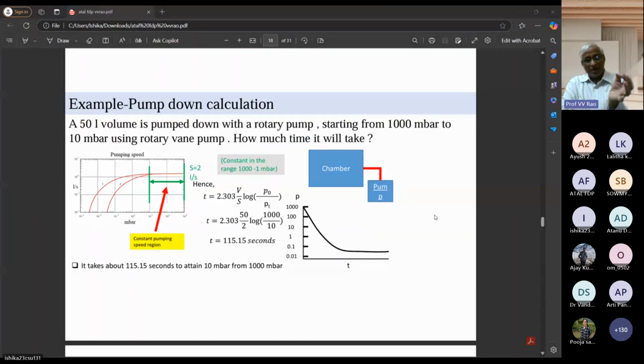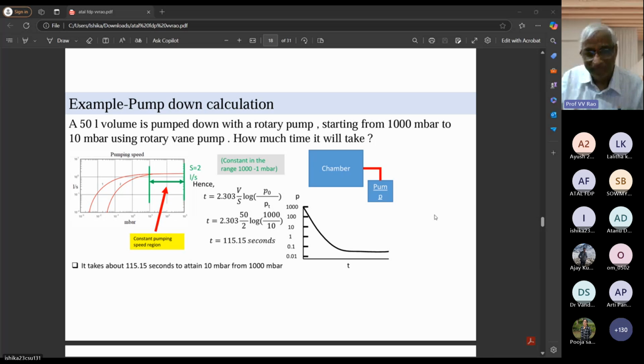So this is a simple example. You read this for 1 minute and you also go through the figures and get the equation, whatever I have done, because you are all teachers, you can easily understand what it's all about. That chamber is there and pump is there. One big blue color is the chamber, the other thing is the pump. Okay. And it is starting from 1000 millibar. It has to go up to 1 millibar. That is our aim.